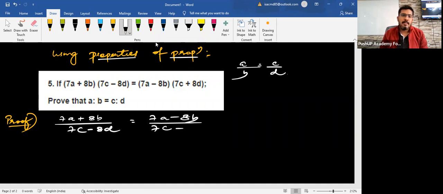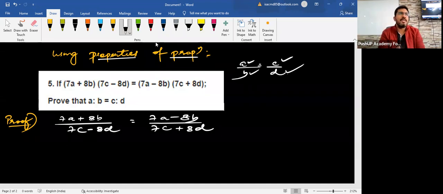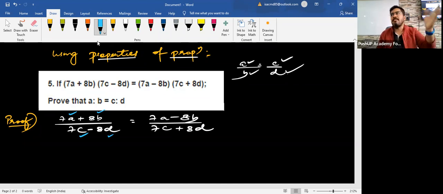(7a - 8b) upon (7c + 8d). This is what is given to you. Now, if you want to bring A and B together on the left hand side, C and D together on the right hand side, what you need to do? You should bring those terms on one side of the equation. Here, what did you notice? A, B, C, D, all the four numbers are on the same side. Here also, A, B, C, D, all the four numbers are on the right hand side also. So try to convert this given equation in such a way that only A and B exist on the left hand side and only C and D exist on the right hand side.